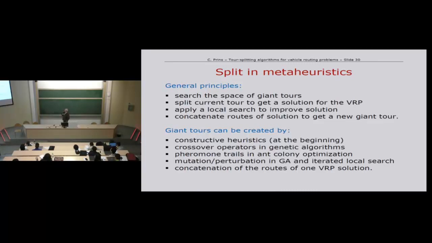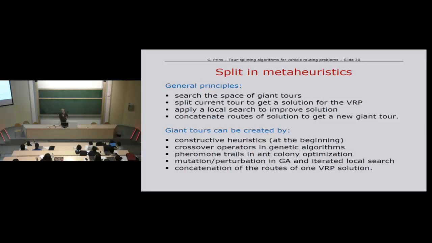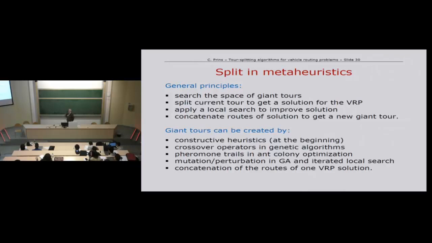So now, how to use these splitting procedures in metaheuristics? So the general principle is to search the space of giant tours, and then the giant tours, of course, will be split to get a solution for the VRP studied. So it can be any kind of VRP. It can be the classical capacitated VRP or another one with different constraints.